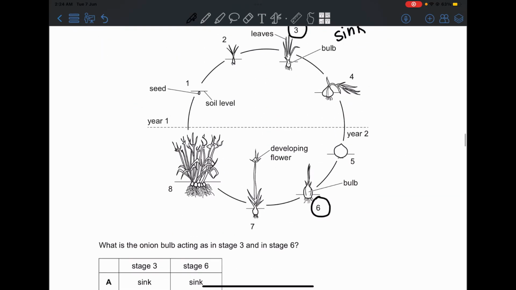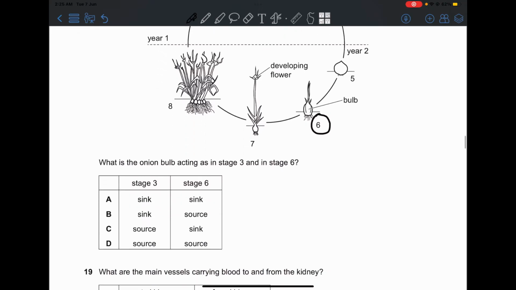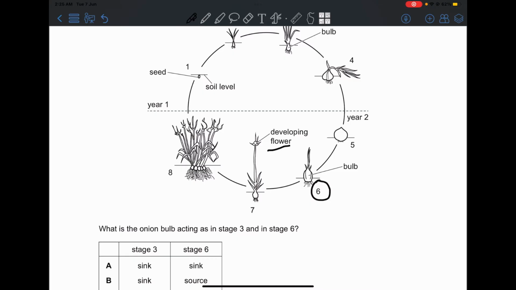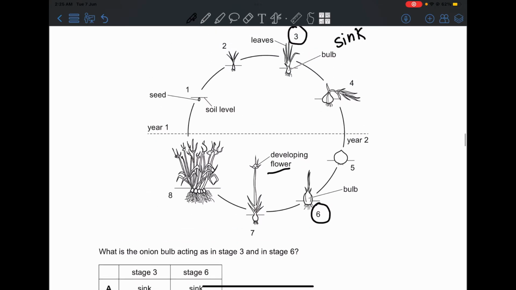So in year 2, now we know that over here they are developing the flower. So the flower will also be a sink over here. So the onion bulb will be providing energy for the flower to grow. So it is actually a source over here.